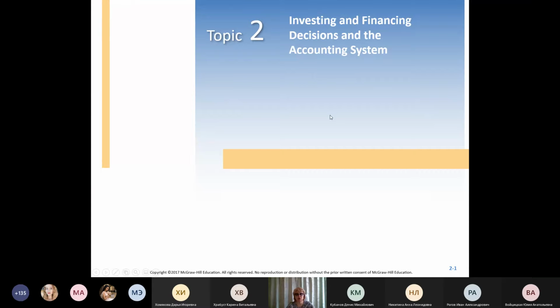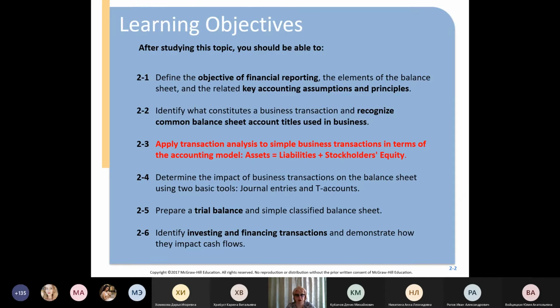So the title of topic 2, investing and financing decisions and the accounting system. And first of all, let's discuss our learning objective. So what we should be able to do after this topic. First of all, we should understand the objective of financial reporting and key accounting assumptions and principles. So this is a really important moment to understand what assumptions we should consider in preparing financial statements.